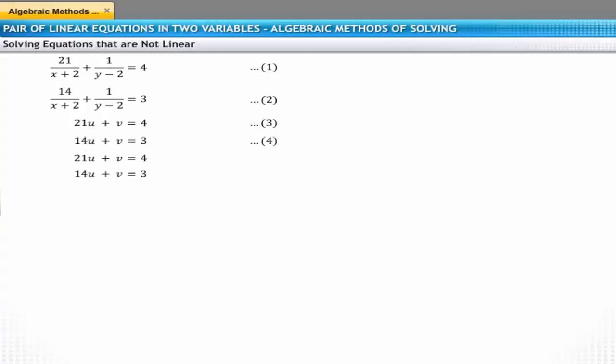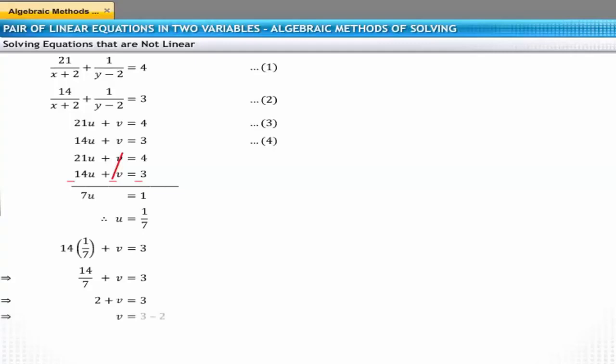Observe that the coefficients of v in both the equations are same. So we can eliminate v by subtracting equation 4 from equation 3. Simplifying, we get u is equal to 1 divided by 7. Now substituting the value of u in equation 4 and solving. We get v is equal to 1.